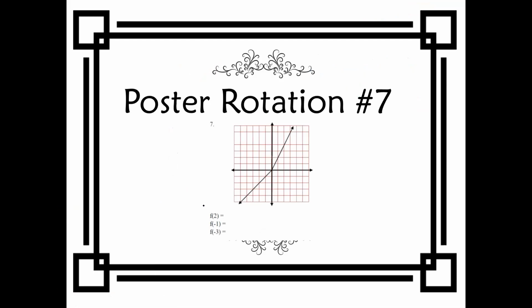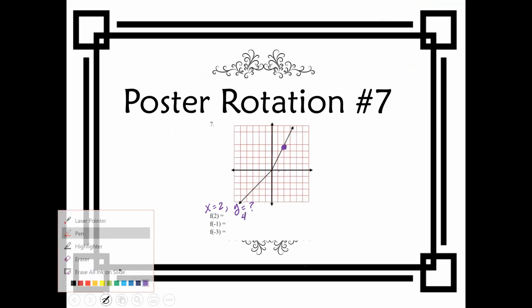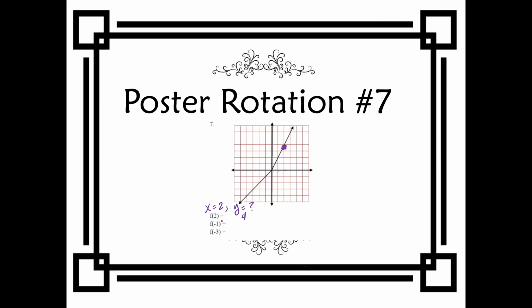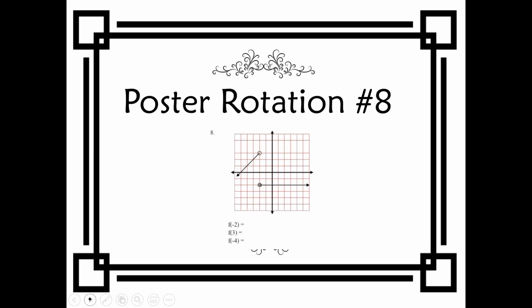So f of 2. So this is saying when x equals 2, what is the y value? So x is at 1, 2. The y value is at 1, 2, 3, 4. So my answer here is 4. Next question, f of -1. So when x is at -1, where is the y value? It's at -1. f of -3: 1, 2, 3. When x is at -3, where is the y value? It is also at -3. So you guys try that one on your own for number 8.